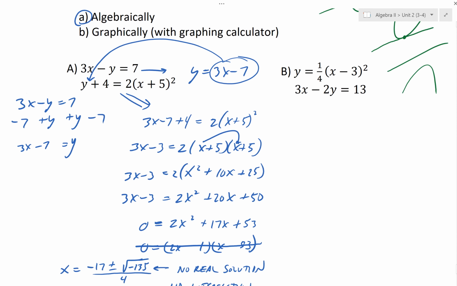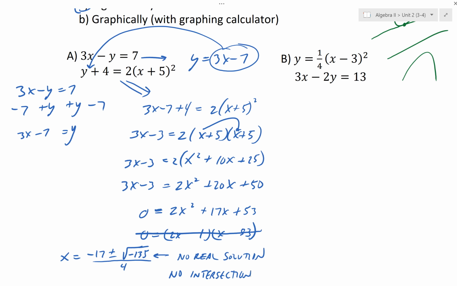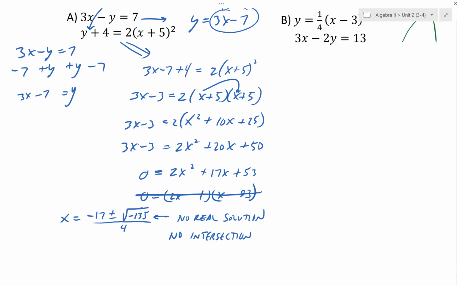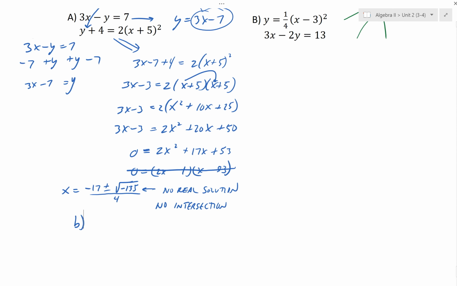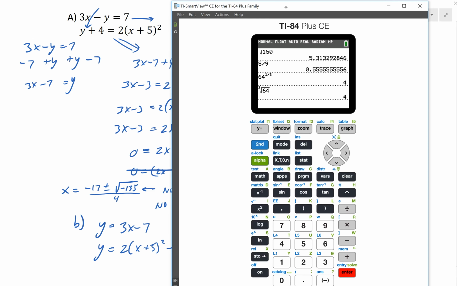Okay? Now take out your graphing calculator and we'll do the same thing graphically. Now for both of these, to solve graphically, we need to have y by itself. So in the first one, we already got y by itself. Kyle told us that that was y equals 3x minus 7. Okay? And then in the second equation, all I have to do is move the 4 to the other side, and I have y equals 2 times x plus 5 squared minus 4. Okay? So those are the two equations that we want to type into our graphing calculator.